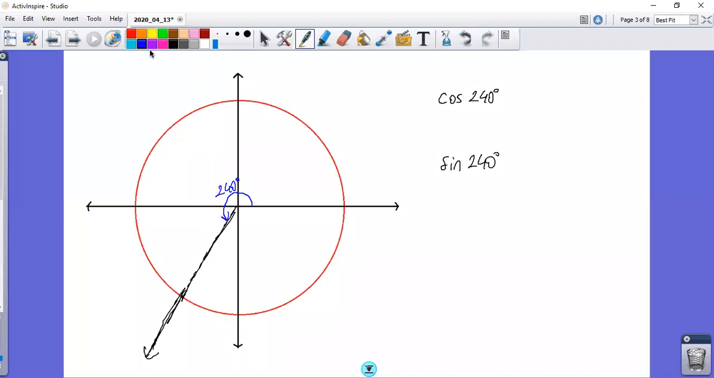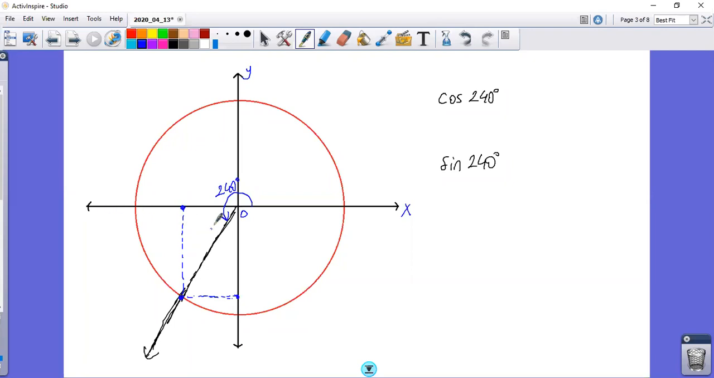Okay, now we are going to find the y-coordinate and the x-coordinate of this intersection point. And you already know that this is sine of 240 because it is the y-coordinate, and this is the x-axis, so this is cosine of 240. The first thing we can say is both of them are negative. Sine here is negative because below the x-axis all the values are negative, and the left side is always negative values.